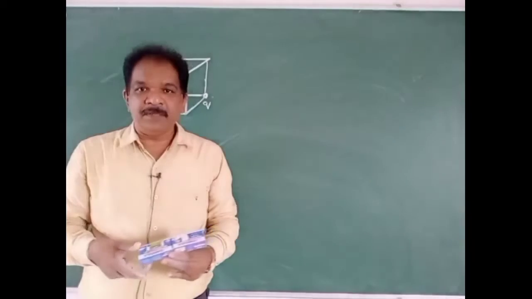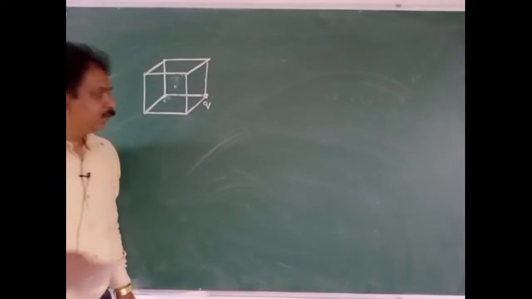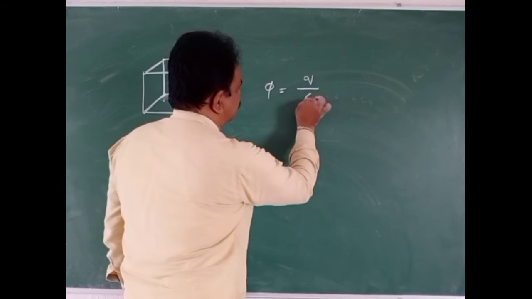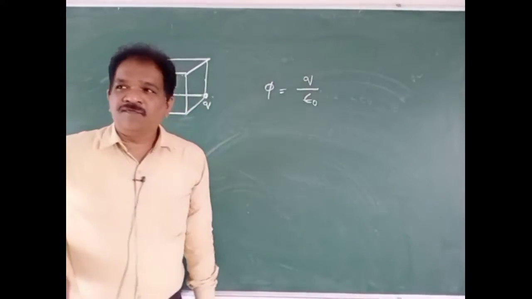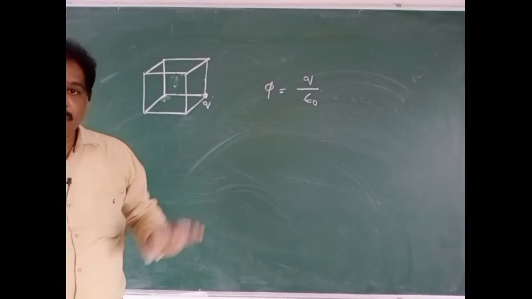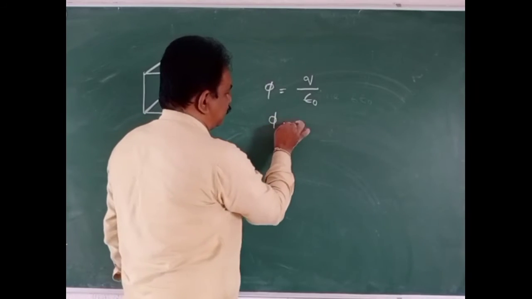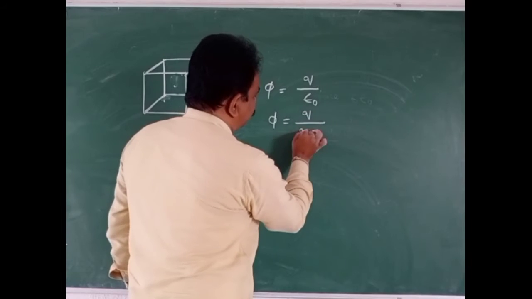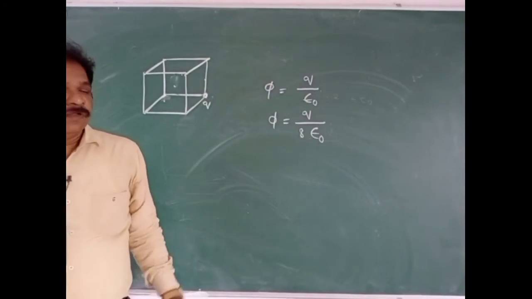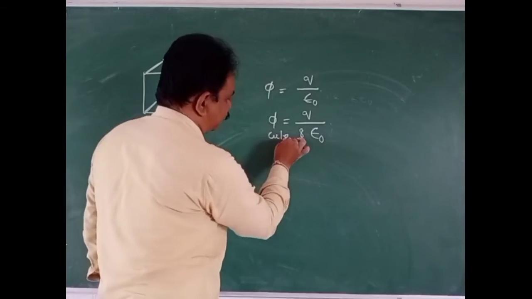Whatever the size of the cube may be, the net flux will be q by epsilon naught. Then the flux from each cube, totally 8 cubes are there, so flux from each cube will be equal to q by 8 epsilon naught. Flux from each face of the cube.